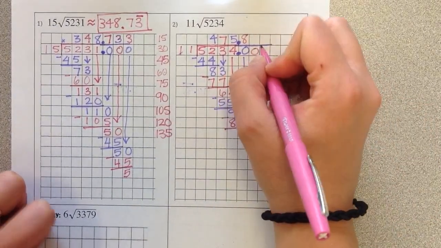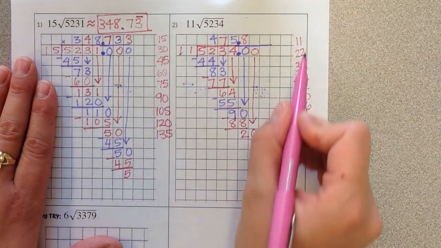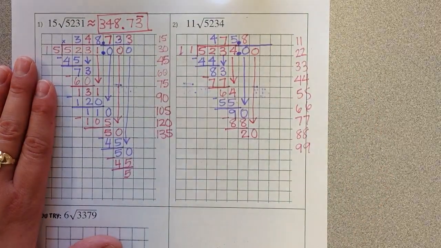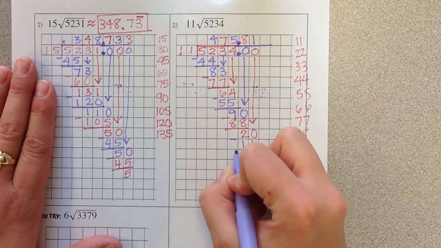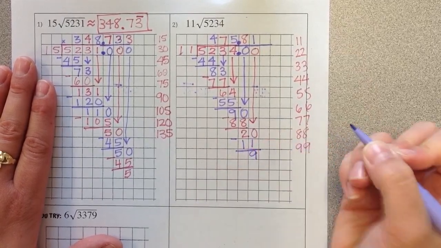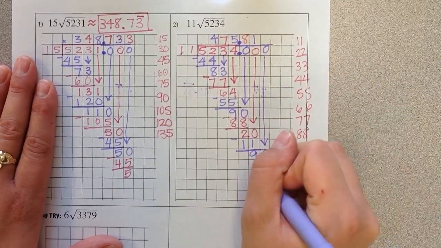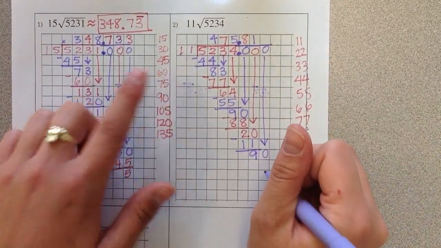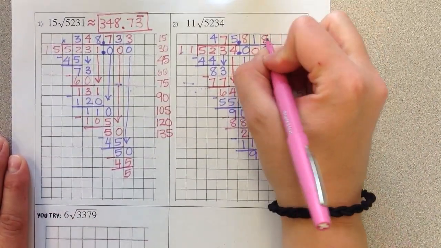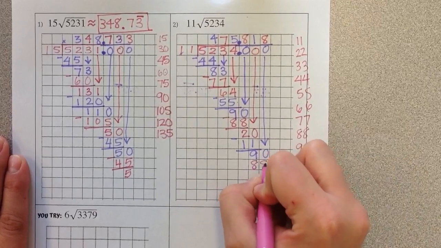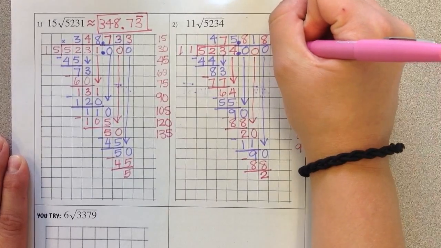Still have that remainder, so I'm going to add a 0 here at the end. 11 goes into 20 1 time. 1 times 11 equals 11. When I subtract, I'll be left with 9. Add my 0 to the end, make this 90. 11 goes into 90 8 times. 8 times 11 equals 88. When I subtract, I'm going to be left with 2.